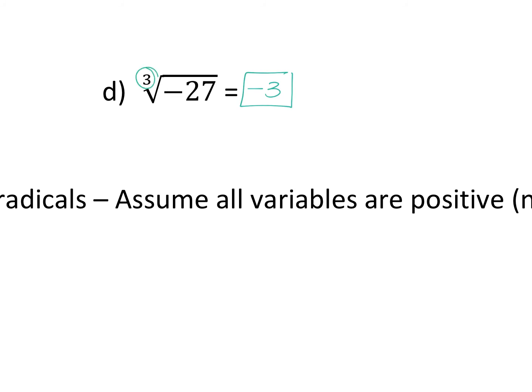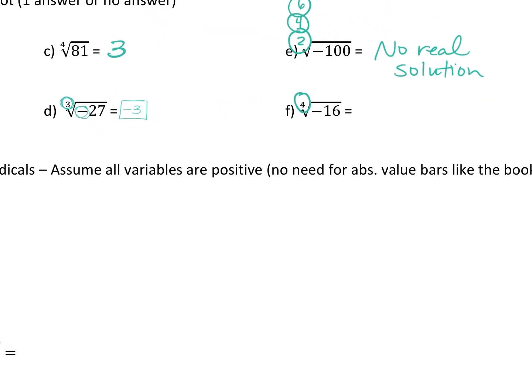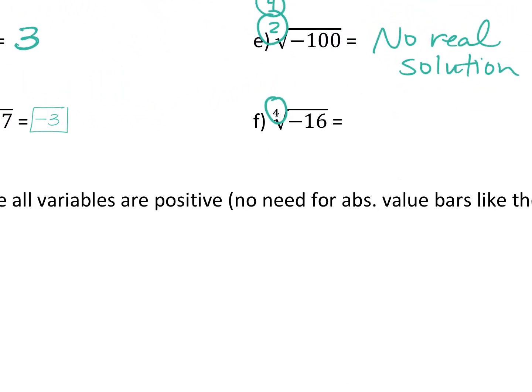Okay, so just notice, if this number is odd, it's okay to have a negative under the radical because -3 times -3 times -3 is -27, okay? But if that number's even, you can't have a negative under the radical. All right, so look at letter F. The fourth root of -16. What is your real root? There are no real solutions. Mm-hmm. Even, yep, there is no real solution to this.